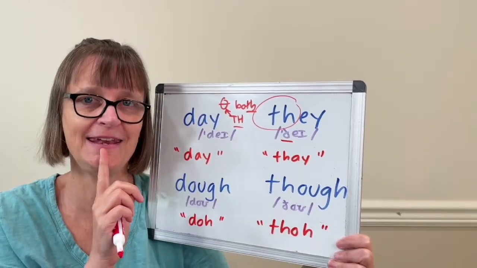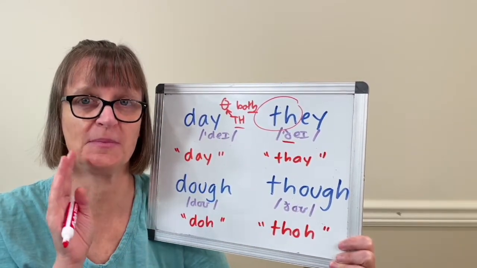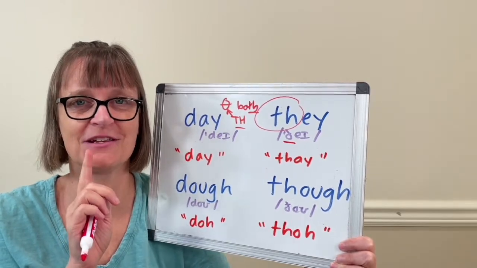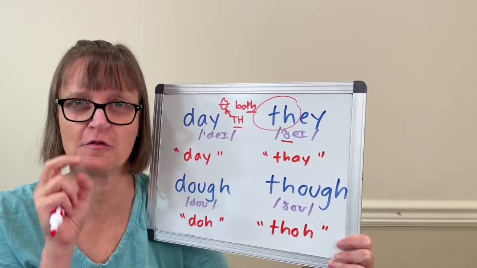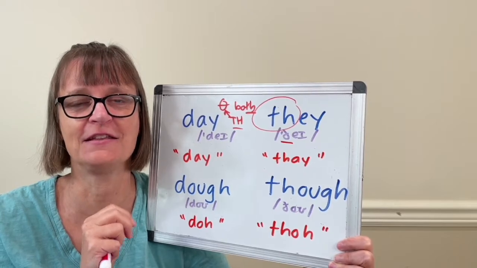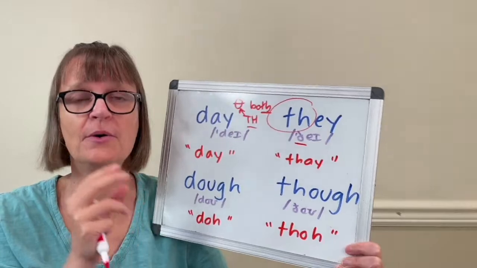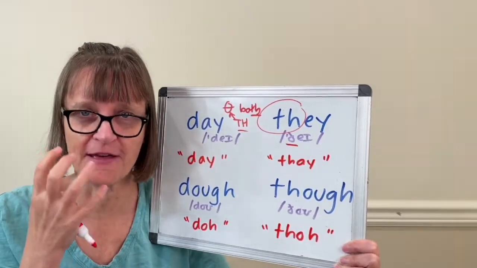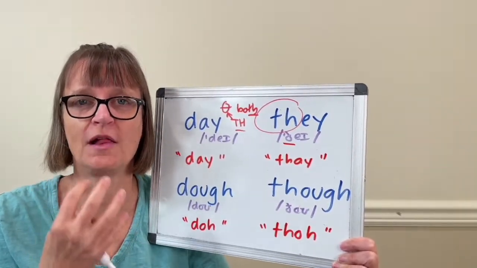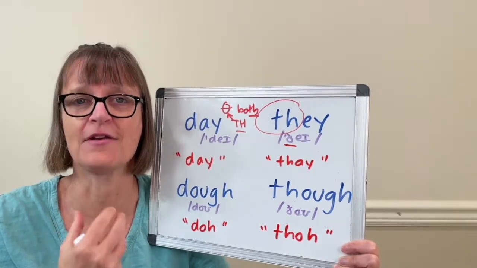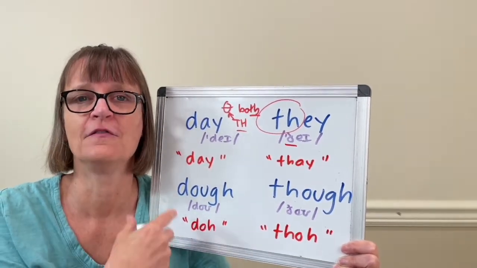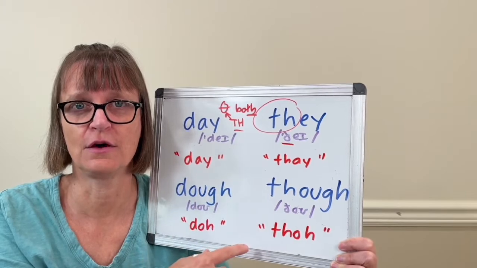When I say day, my tongue should be behind my teeth, up against the alveolar ridge, or against the roof of my mouth, directly behind my front teeth. And you should feel day, do, that the air stops and then bursts out. There's a different quality to the sound. It's a plosive sound. Day, do, versus they, though.